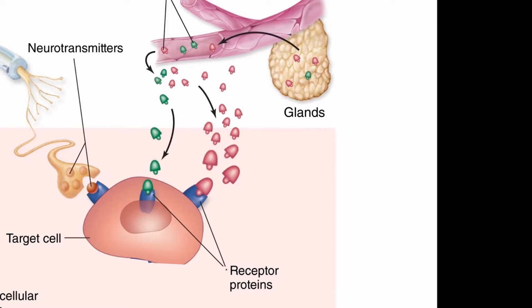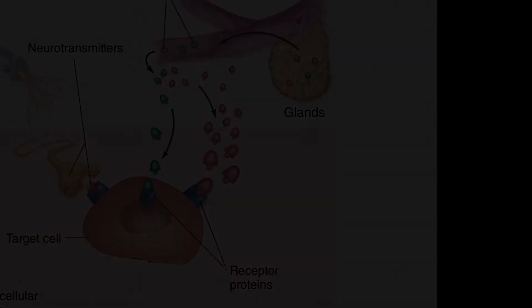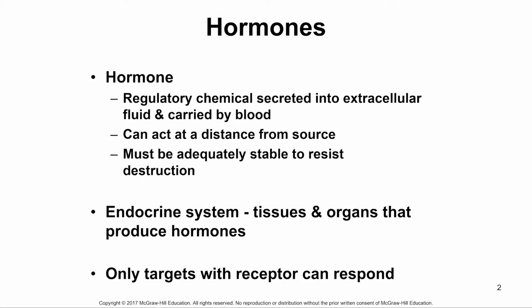Endocrine glands are organs that are specialized to secrete hormones. And then some organs, such as the liver and the kidney, can also produce hormones in addition to their other functions. And so hormones need to be stable in order to travel these large distances without being destroyed. And even though they do travel through the circulatory system, only targets with receptors that bind to these chemicals can respond to this signal.